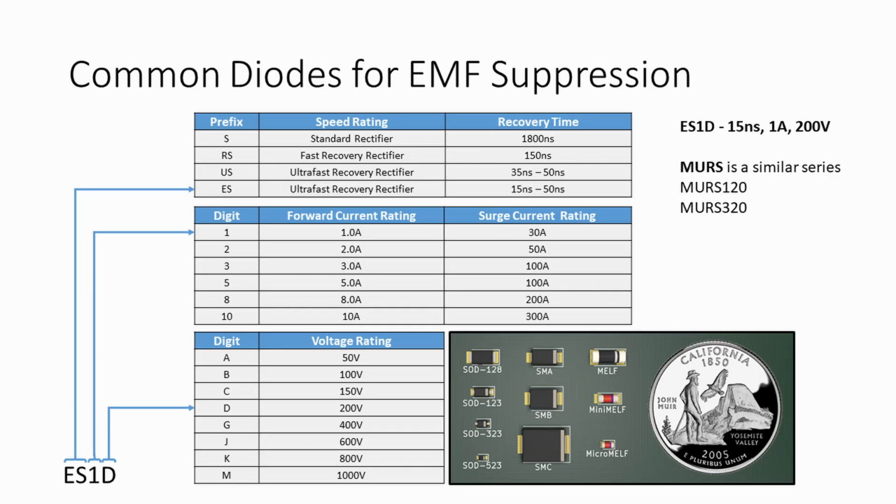Recovery time isn't a critical parameter for this application, because the current through the diode decays continuously instead of being abruptly forced to zero. ES1D is chosen mainly because there's a default model in the LTspice part library, and because Nexperia has a pretty great datasheet for this part.